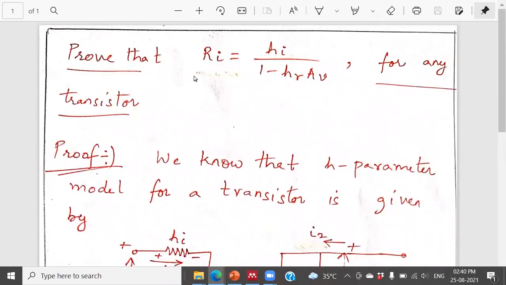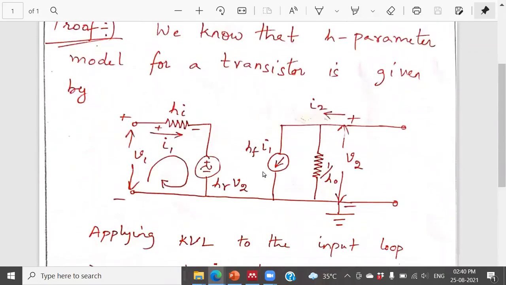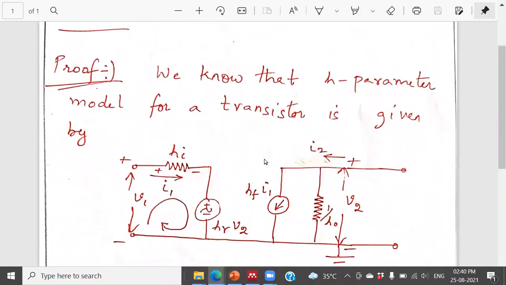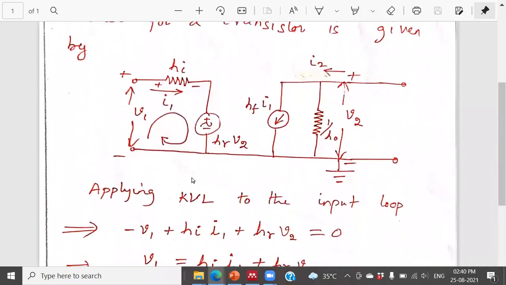Once again, what we are considering here is the proof for the input resistance given by this expression. First we consider the H parameter model, and then we apply KVL to the input loop. Let's start from this terminal, move in the clockwise direction, and come back. Starting from here, we are entering a negative terminal.